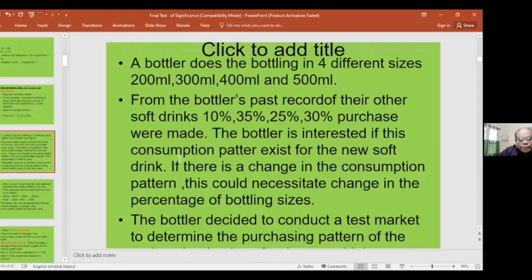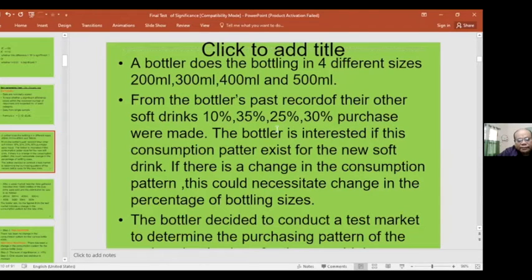Now, this bottler is going to introduce a new soft drink. If there is a change in the consumption pattern, this could necessitate a change in the percentage of bottling sizes. If the same consumption pattern follows, then we'll be using 200 ml this much, 300 ml this much, 400 ml this much of the new soft drink also. But if the consumption pattern changes, then our requirement of the bottle sizes will be different. So he just wants to see whether our requirement of the bottle sizes will be the same as before, or for the new cold drink we require a separate pattern of consumption of size of the bottle.